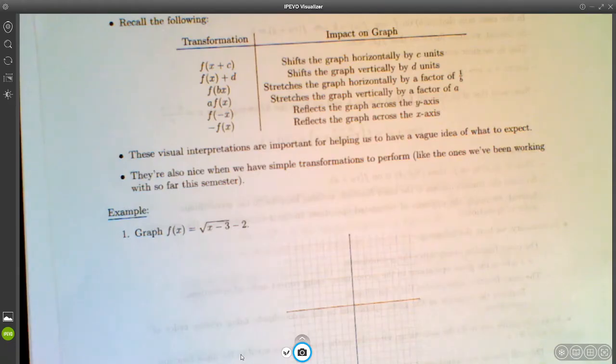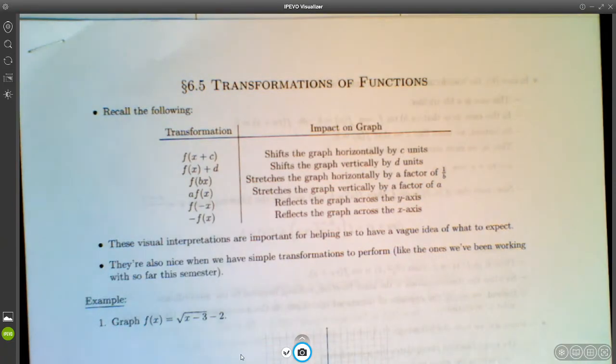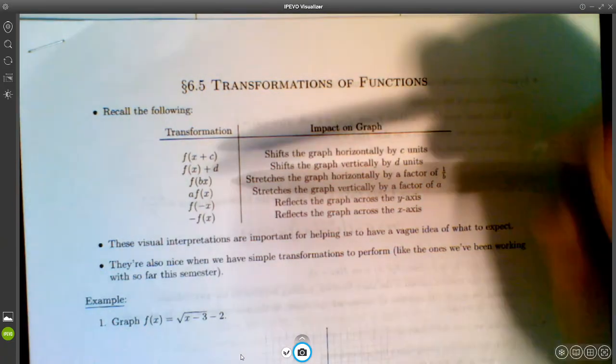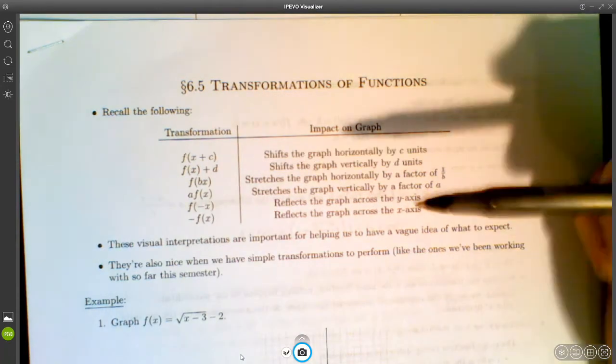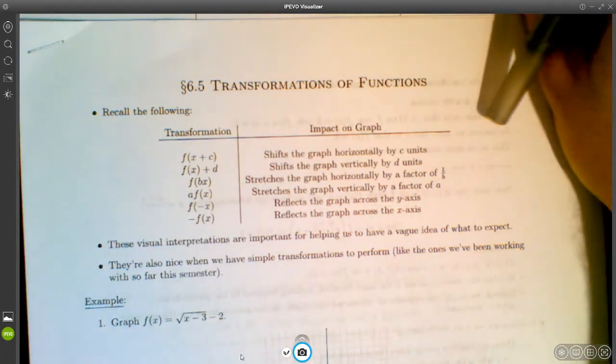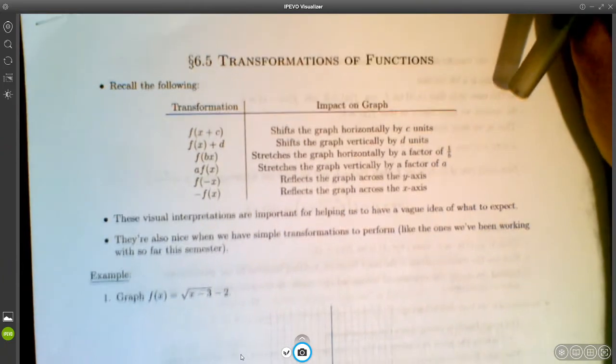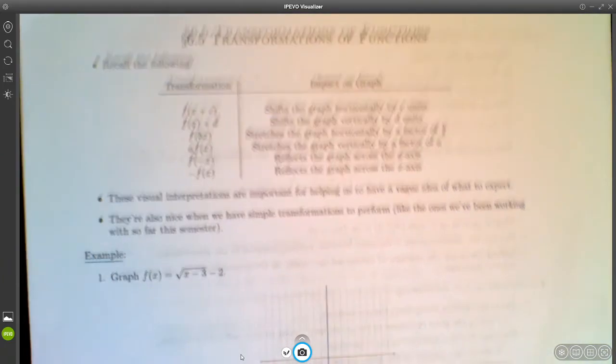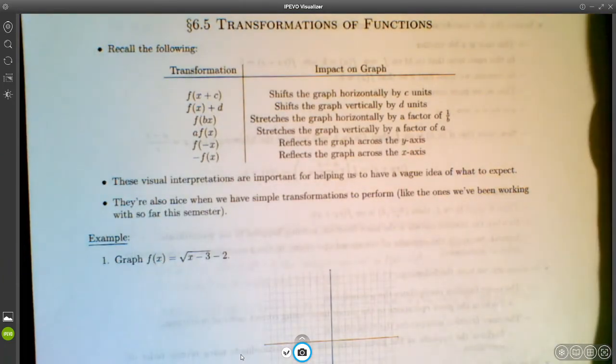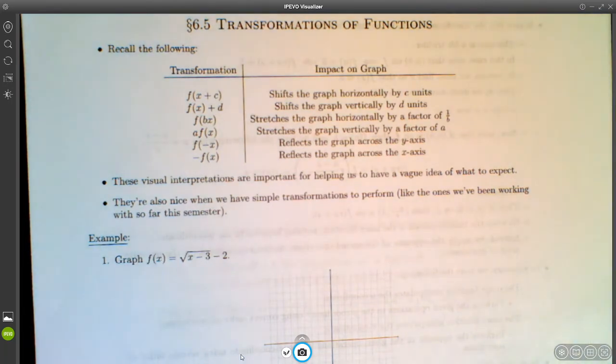All right, so let's talk about transformations of functions. We've gone over this information and we've been graphing transformations of functions all semester, without me giving any justification for why we graph transformations of functions the way that we do. So what I want to go through today is the logic behind why functions get transformed the way that they do.